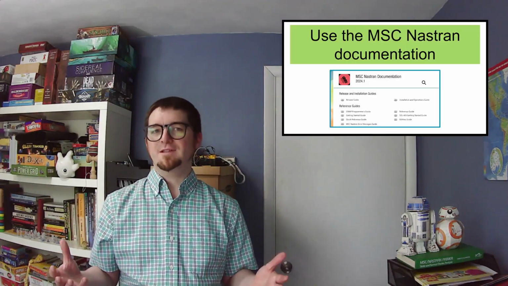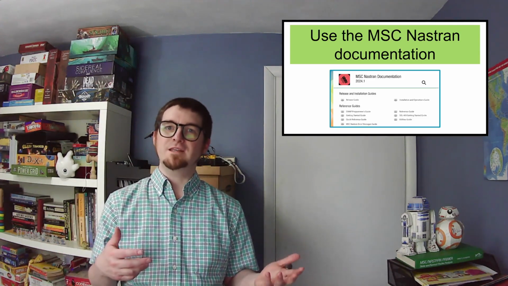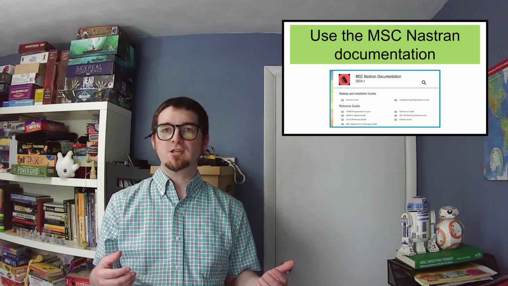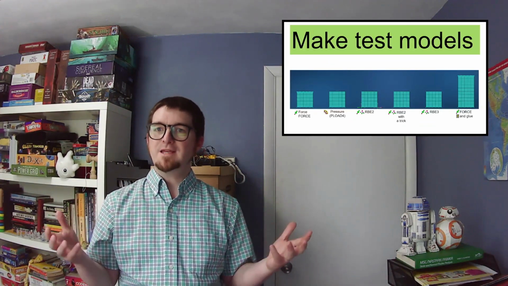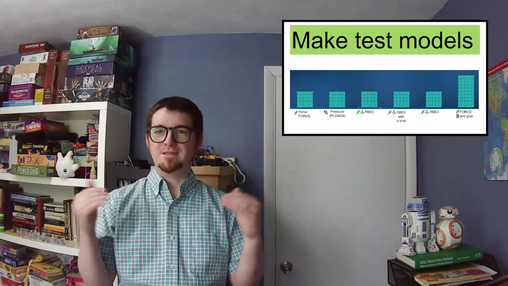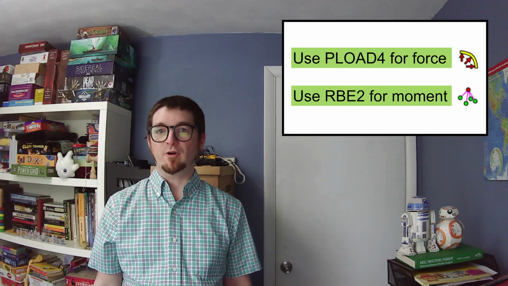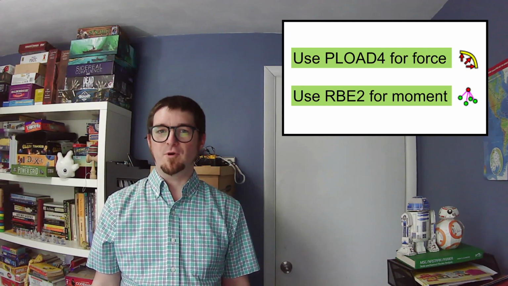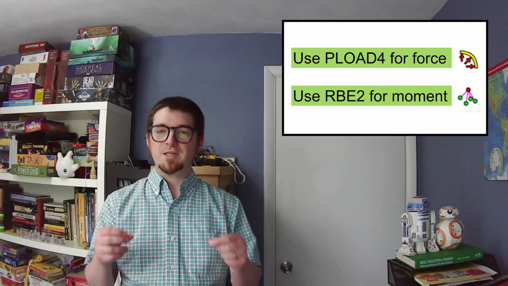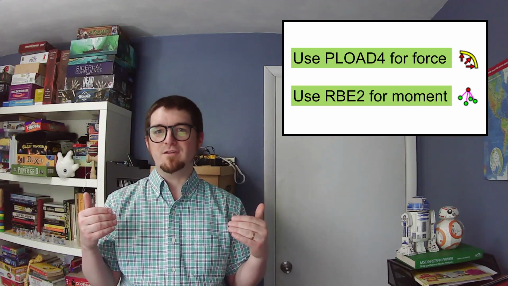Here are a few points that I would like you to remember. First, if you're having trouble making a decision in MSC Apex, use the MSC Nastran documentation, because Nastran is the solver that powers Apex. When choosing between modeling techniques, make test models to compare. The models should be as simple as possible. To apply loads to solid elements, typically use PLOAD4 or pressure for force, and use RBE2 or rigid discrete ties for moments. When using RBEs, it helps to only set the degrees of freedom that you need so that you avoid adding unnecessary stiffness to your model.